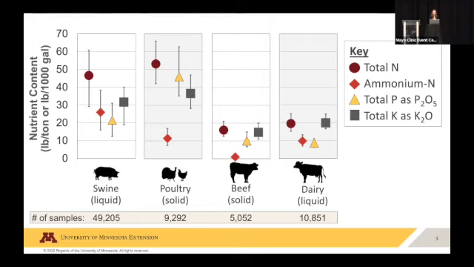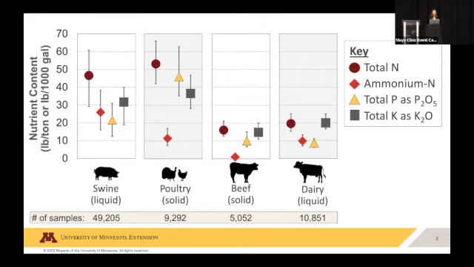So again, we have the same pattern with different nutrient types within each of these. One of the things you probably notice right away is that liquid swine and poultry solid tend to have higher nutrient content per unit of manure versus our beef and dairy. They tend to have lower nutrient content per unit of manure. Doesn't mean that these are worse types of manure. It just means you have to apply higher rates of these to get the same nutrient content as compared to poultry solids and swine liquids.